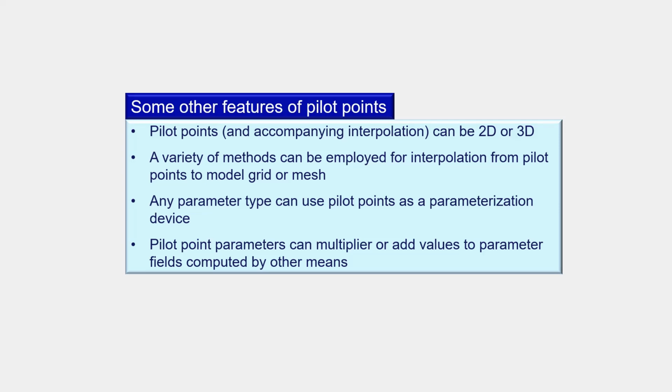These parameters can even be multipliers or numbers that we add to an existing parameter field with which a model is endowed. This allows the calibration process to be very flexible indeed, so that PEST then can assign multipliers, for example, to an existing parameter field and told to modify that field as it needs to so that model outputs are well matched to members of the calibration dataset.